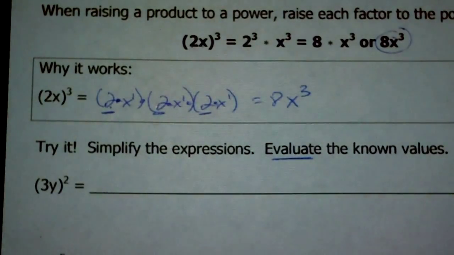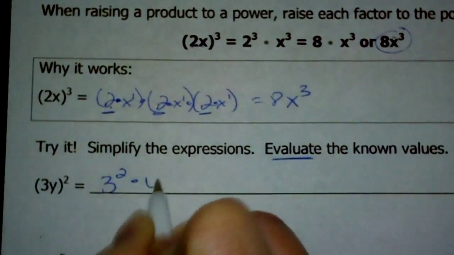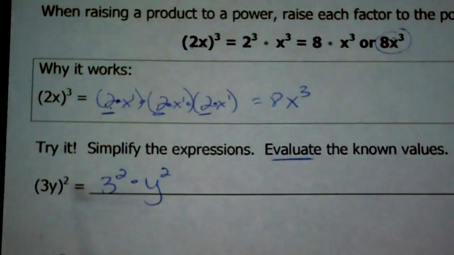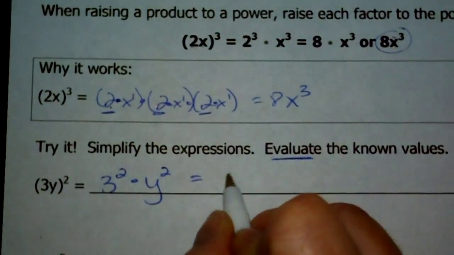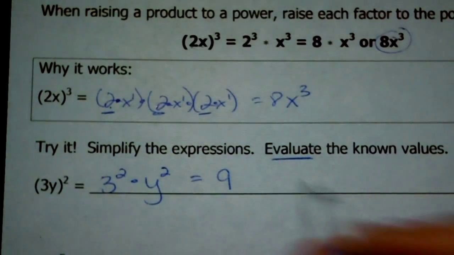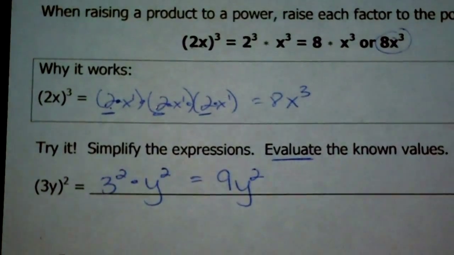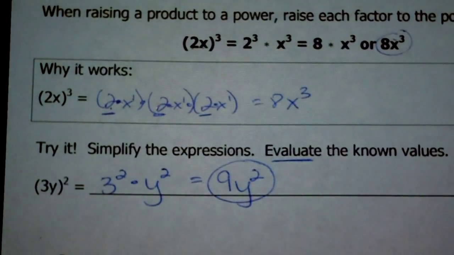All right, so this first one, I have the quantity of 3y squared. This means take 3 squared and multiply it by y squared. So I'm taking each factor inside and raising it to that power. Well, I know what 3 squared is. It means 3 times 3, which is 9. I don't know what y squared is, so I'm just going to write the y squared. You can write them right next to each other just like that. Numbers next to letters, that means multiplication. So we have simplified this expression because we got rid of the parentheses. There's not a math problem inside parentheses anymore.